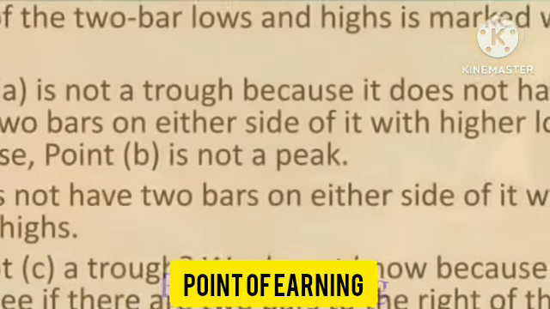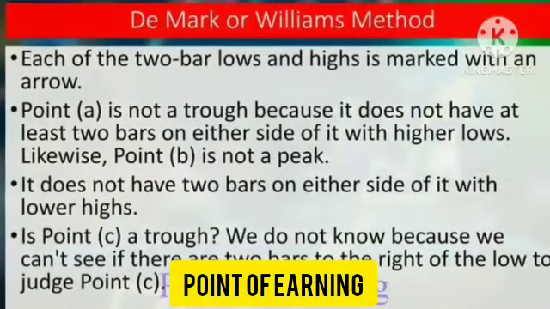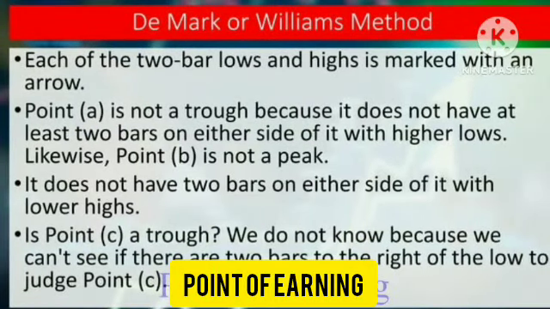Each of the two-bar lows and highs is marked with an arrow. Point A is not a trough because it does not have at least two bars on either side of it with higher lows. Likewise, point B is not a peak. It does not have two bars on either side of it with lower highs. Is point C a trough? We do not know because we can't see if there are two bars to the right of the low to judge point C.